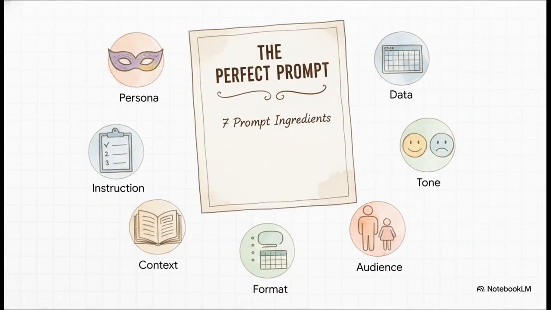Finally, to make a model truly useful, you have to know how to talk to it. And I mean it. Prompt engineering is a real skill. This slide shows the 7 key ingredients for a great prompt. If you can clearly define the persona, the instruction, the context, the output format, the target audience, the desired tone, and any input data, well, you can get incredible control over the model's output and get exactly what you want.